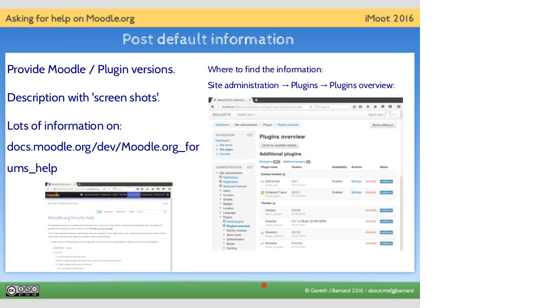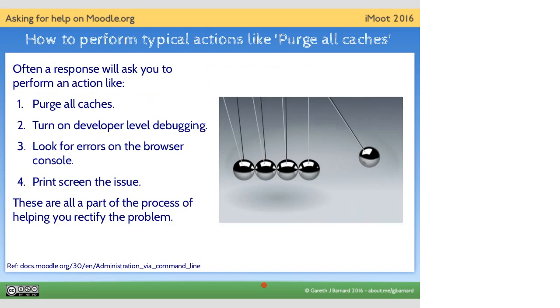Okay, and there's lots more information in the Moodle docs for forums help that can help you about posting information as well. So that's one thing to critically do. Also, you see Site Administration Notifications, a little bit on the screenshot. That is where you can find out the exact version of Moodle as well. Really, really important piece of information to put in your post. So note both of them down and be prepared to put them in your post.